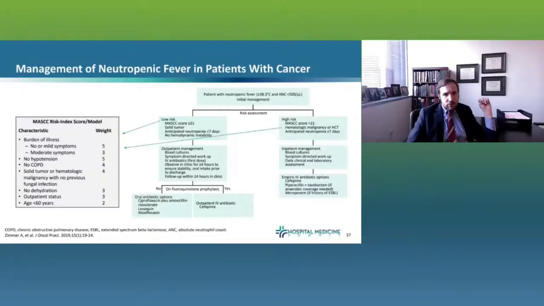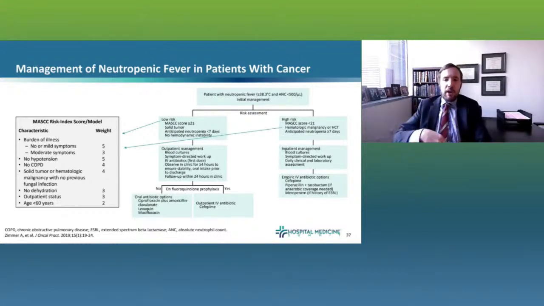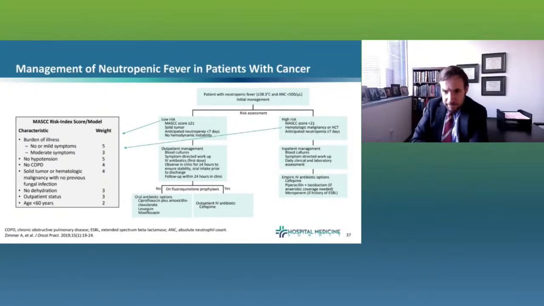Moving on, we can observe some of these folks. Of course, we want to follow them up closely in clinic, but I'm going to skip to the right side because that's going to be more relevant to you guys. High risk, especially these hematological malignancies, especially HCT or hematopoietic stem cell transplant. These folks are going into the hospital. We talked about prolonged neutropenia. They're high risk. So you guys do your inpatient management, you get your blood cultures, you do your workup, you get your imaging as necessary, and you start your empiric antibiotics.